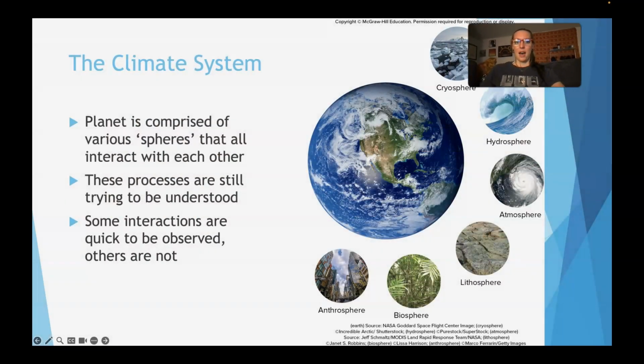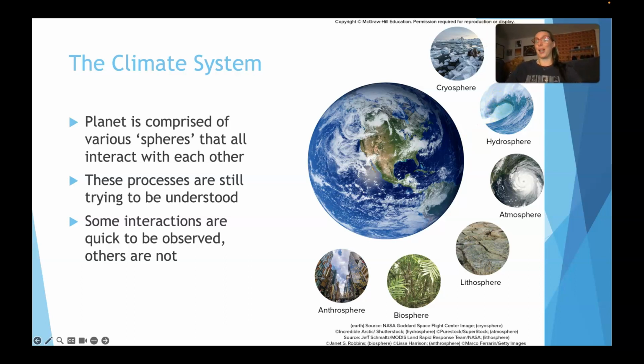So, like I said, there are a few things that we need to understand before we get into all of that stuff. And this is really going to start with something called the climate system. Our planet is comprised of various spheres that all interact with each other. So these spheres include the cryosphere, the hydrosphere, the atmosphere, the lithosphere, the biosphere, and more recently, the anthrosphere.